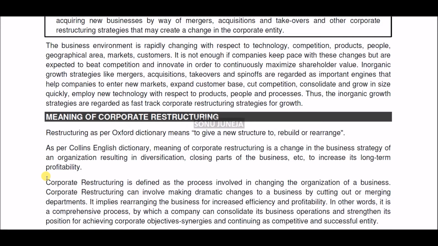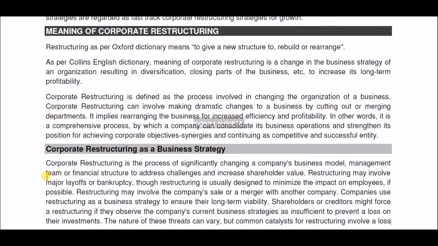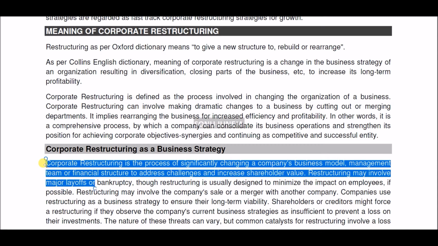So consolidate business operation, strengthen its position to achieve the objectives of the company. Now the next we have is corporate restructuring as a business strategy. Corporate restructuring is the process of significantly changing company's business model, management, team or financial structure to address and increase shareholder value. Now restructuring may involve major layoff, bankruptcy.